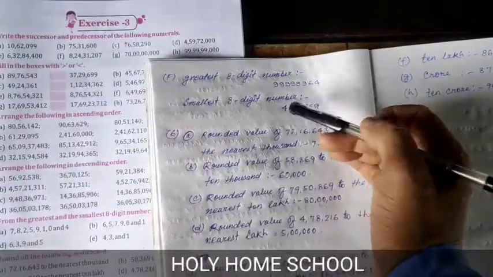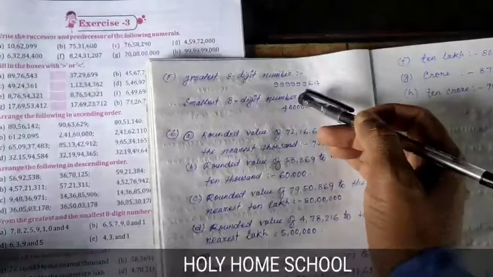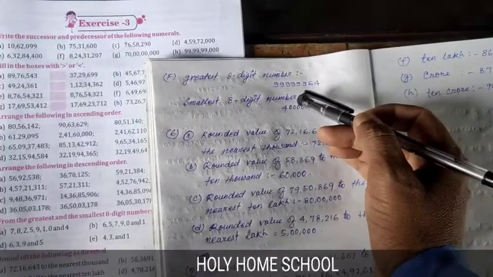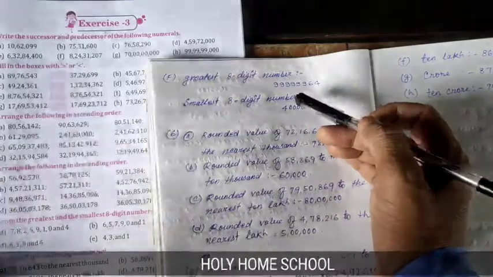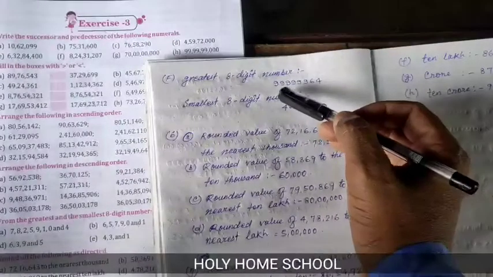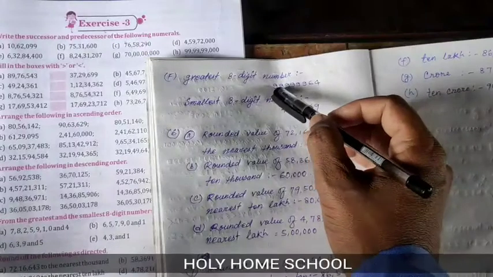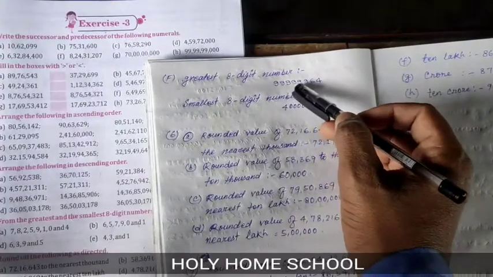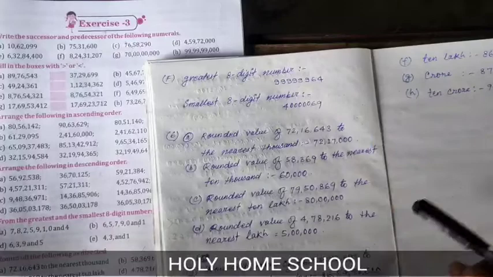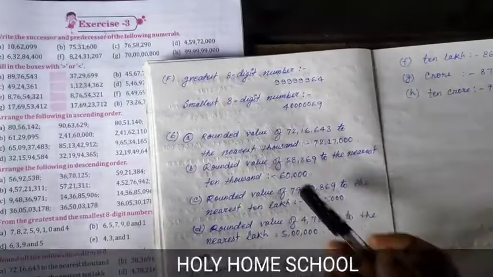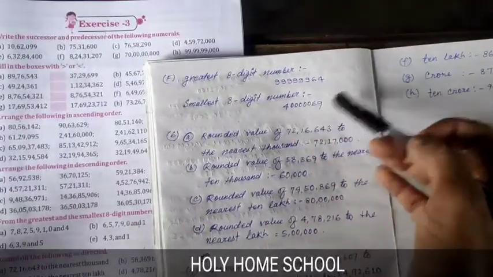So in which 9 is the greatest digit in these 3 digits, 9, 6 and 4. So we write 9, 9, 9, 9, 9, 9 and 6. Thereafter 6, 4. This will be the greatest 8-digit number.